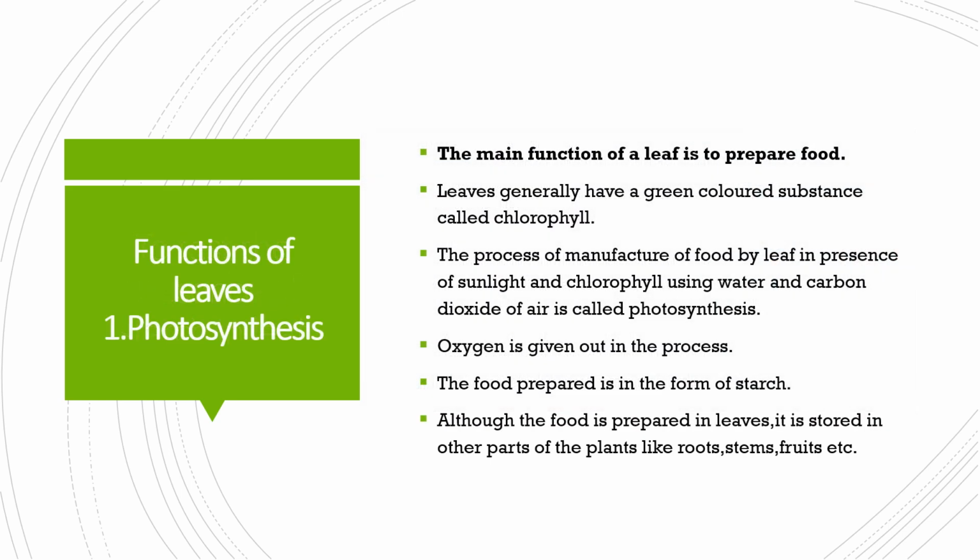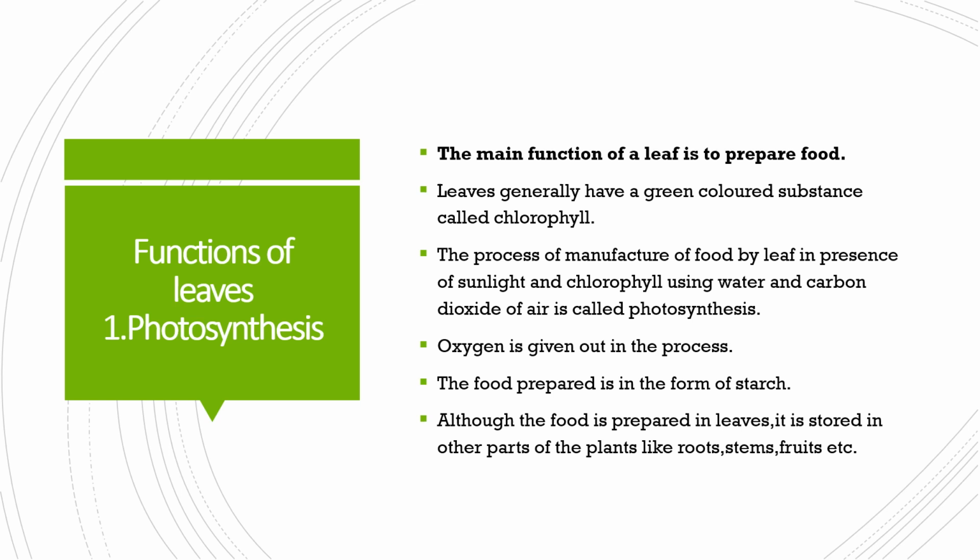Now, there are functions of leaves. We'll discuss mainly two functions of leaf here. They are photosynthesis and the next one is transpiration. Now, the main and the foremost function of leaves is to prepare food. That is known as photosynthesis. Because of this reason only, leaves have a green colored substance which is called chlorophyll.